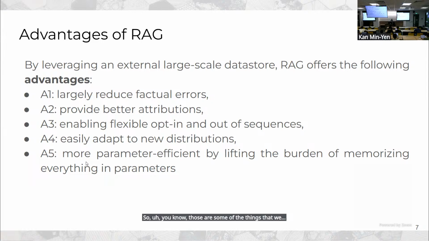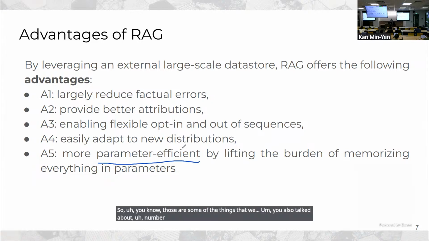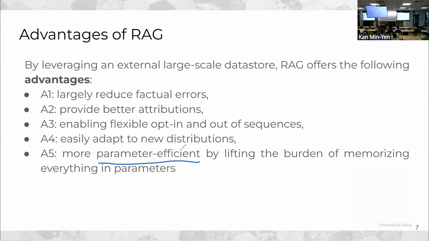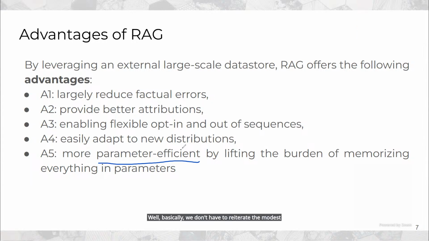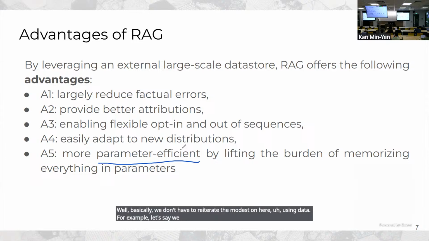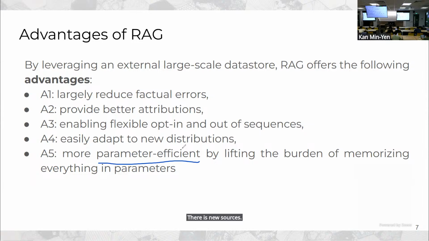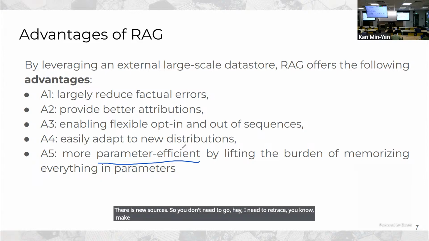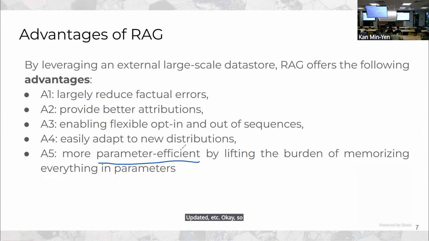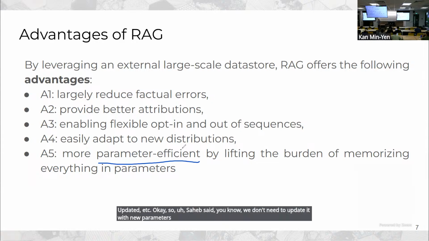We also talked about number 5. What might we mean by parameter efficient? Somebody else? Basically, we don't have to retrain the models on the new data. For example, let's say we take an old model which hasn't been trained on the latest news sources. We don't need to retrain it and make all the parameters updated, etc. Okay.